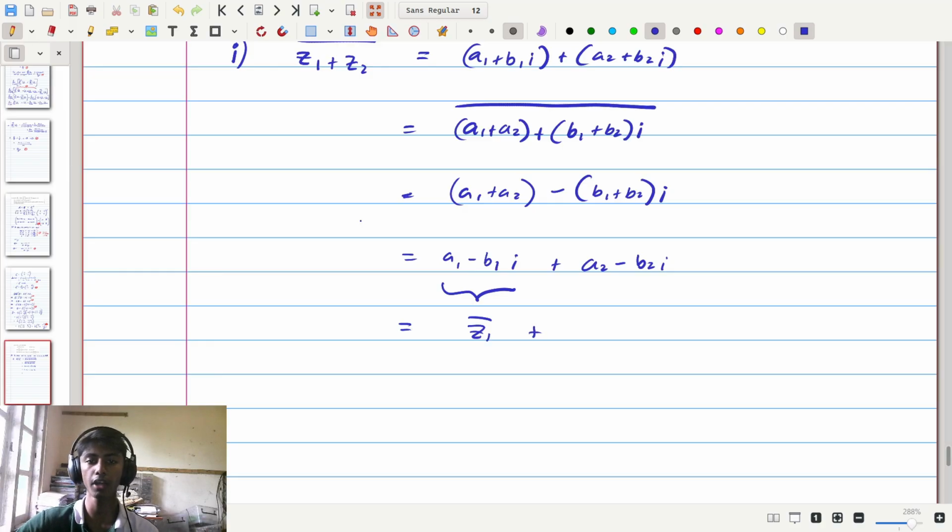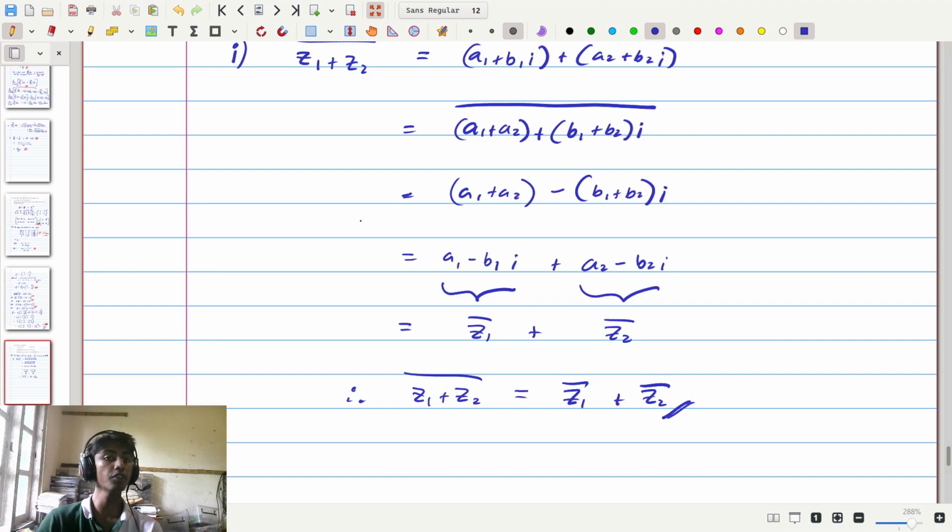So therefore, by rearranging like this, we get the conjugate of Z1 plus Z2 to be equal to Z1 conjugate plus Z2 conjugate. And with that, we have proven that taking Z1 plus Z2 first and then conjugating is the same thing as distributing the conjugate among the two additions and writing it as Z1 conjugate plus Z2 conjugate. And with that, we have proven the first identity.